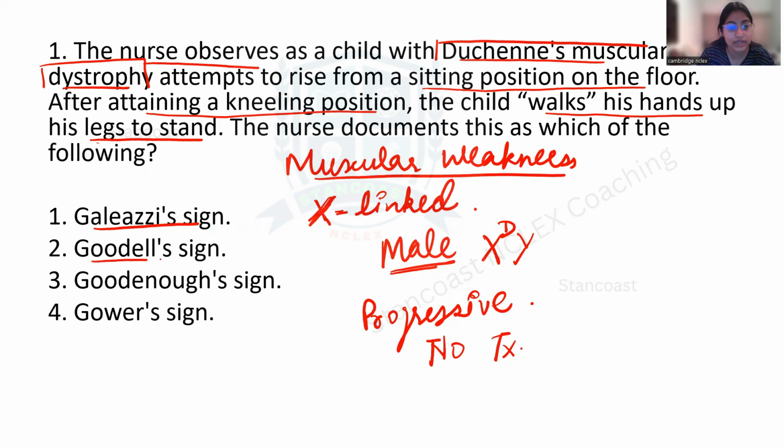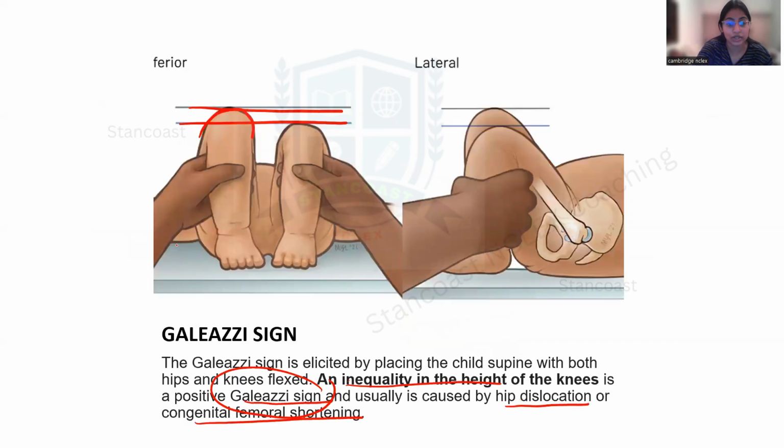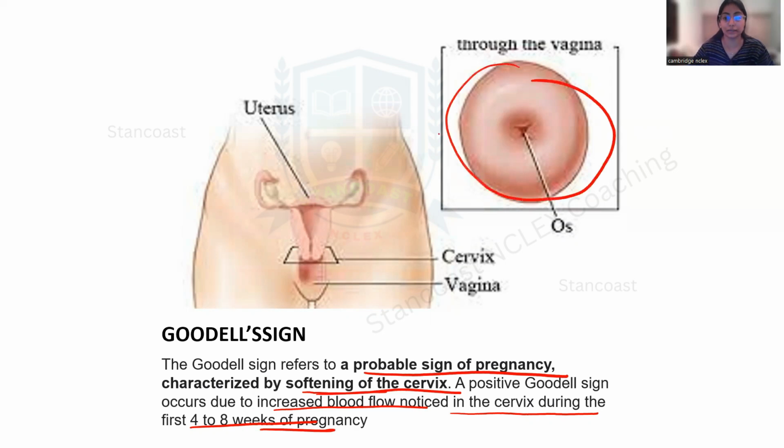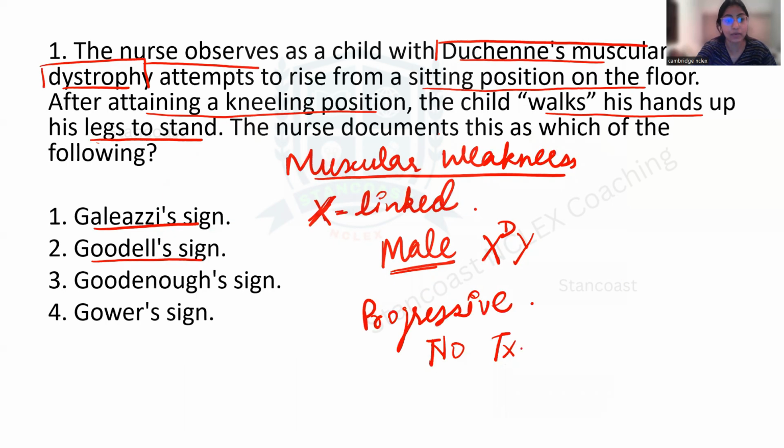Now let's talk about the Goodell sign. The Goodell sign is not related to hip dislocation. It refers to a probable sign of pregnancy characterized by softening of the cervix. A positive Goodell sign occurs due to increased blood flow noticed in the cervix during the first 4 to 8 weeks of pregnancy. So the cervix will be soft and it will look like this through the vagina. This is about the Goodell sign. So options 1 and 2 are not the correct options.